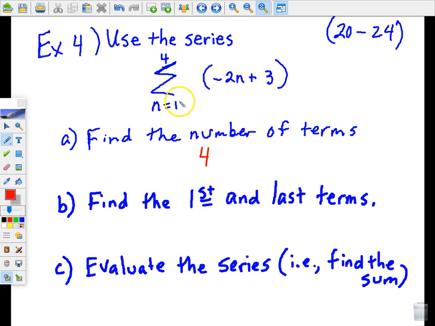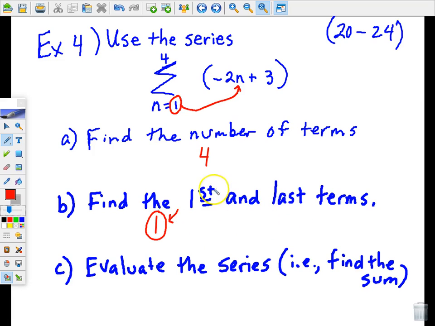To find the first term, anytime you want to find the first term of summation notation, just take the bottom number and plug it in for n. Just think inputs and outputs. If I input 1 for n here, I get -2 plus 3, which is 1, so the first term is 1.